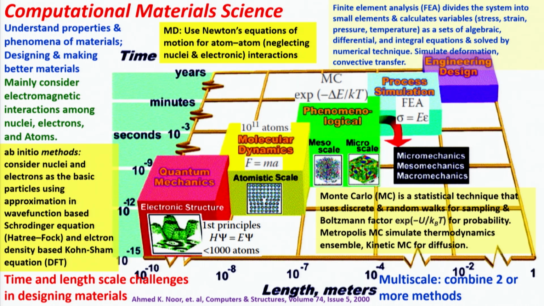In all the cases, among the four basic forces, we consider only the electromagnetic interactions among the nucleus, electrons and atoms. Sometimes the system size may be a little bit larger, but at the same time we also need to look at how a small portion reacts. In that case, we need to combine two methods like quantum mechanics and molecular mechanics, which is called the multi-scale method, or the QM-MM method.